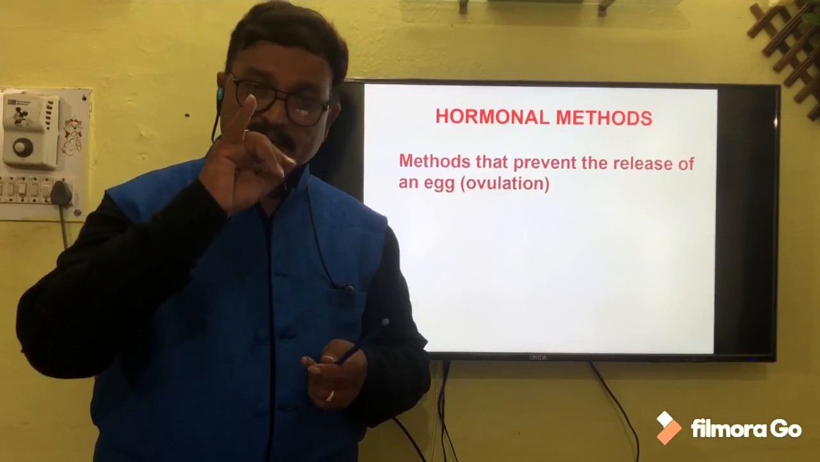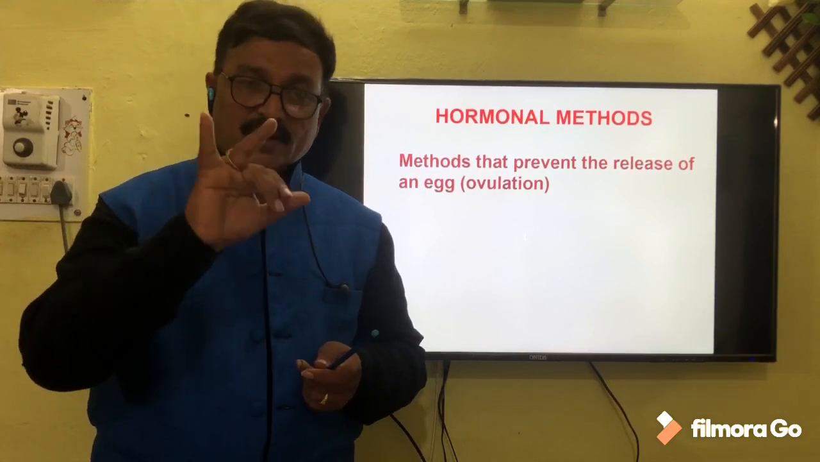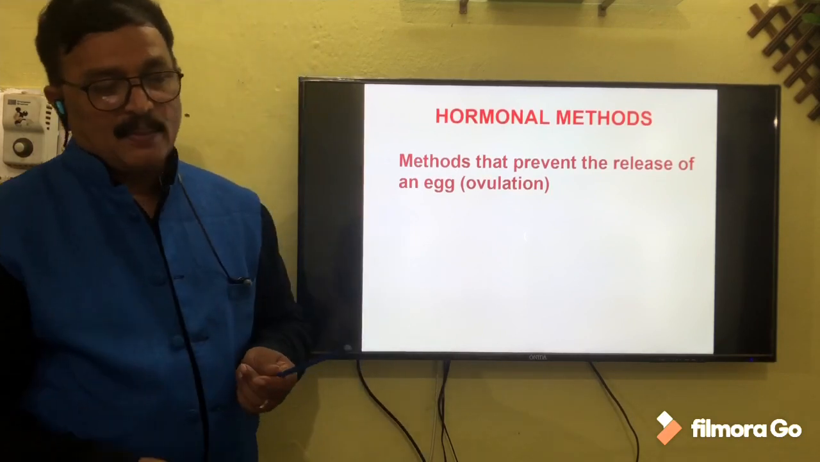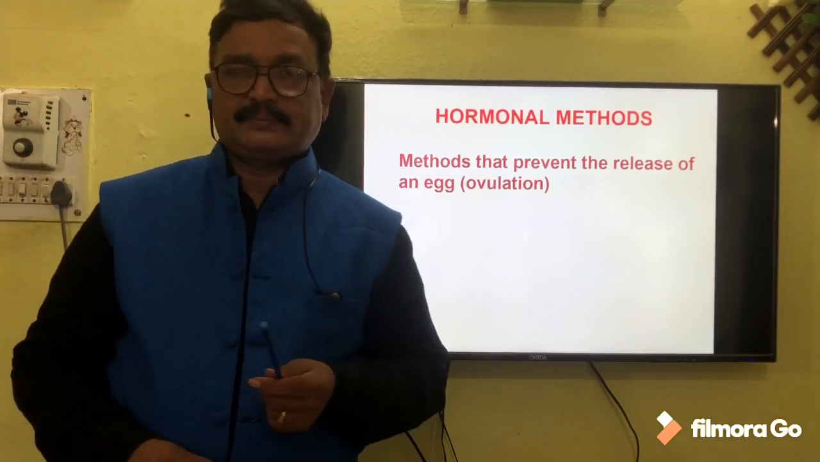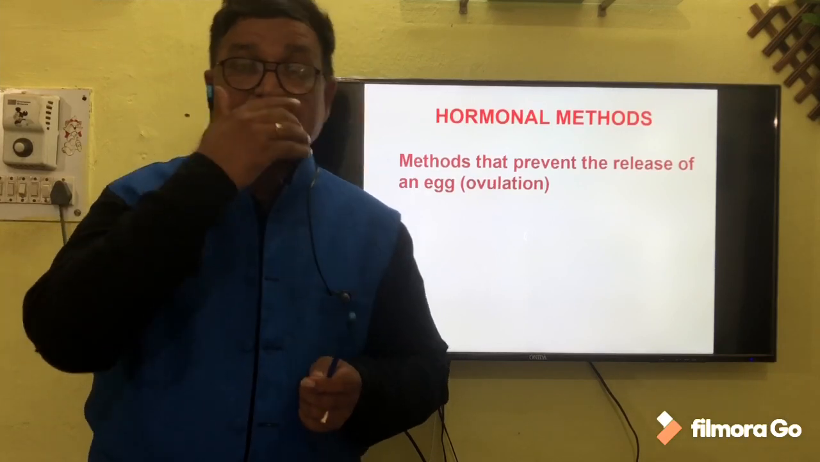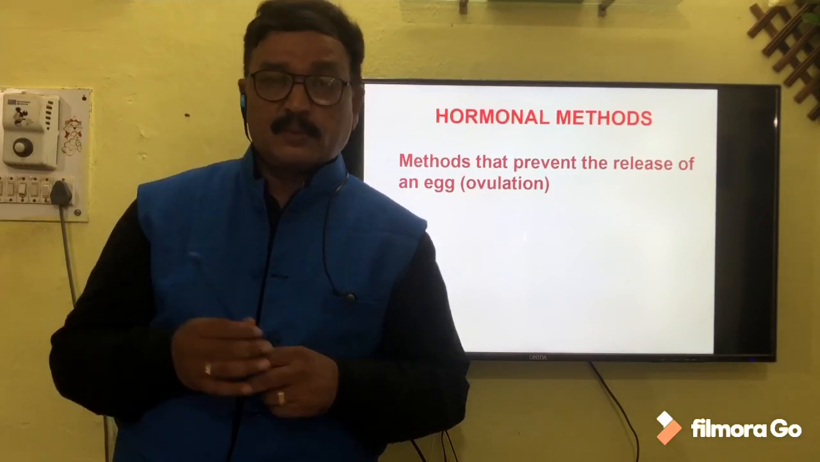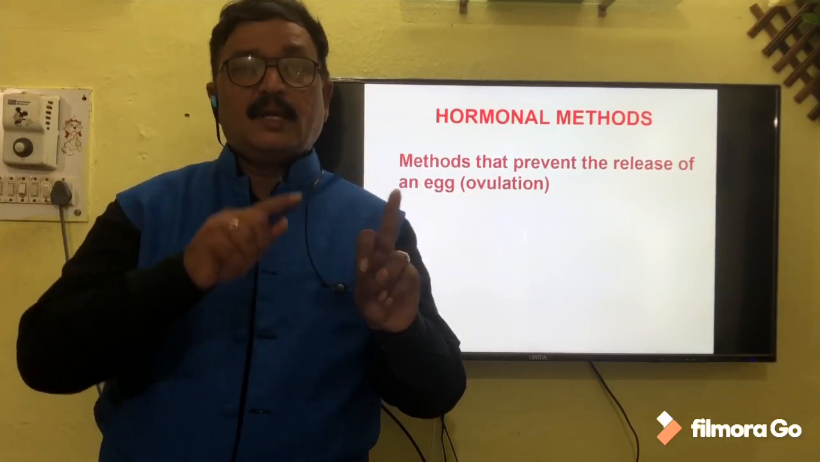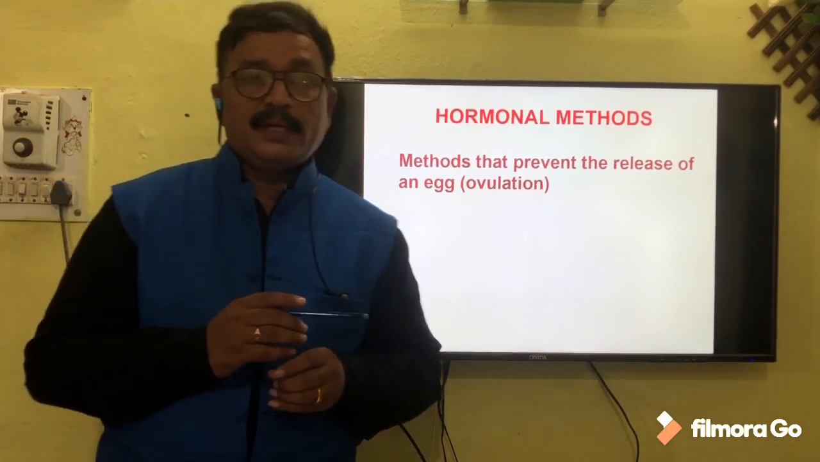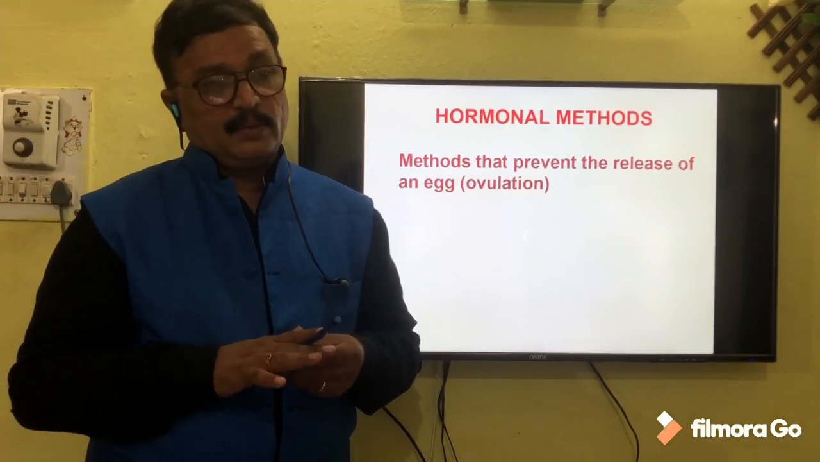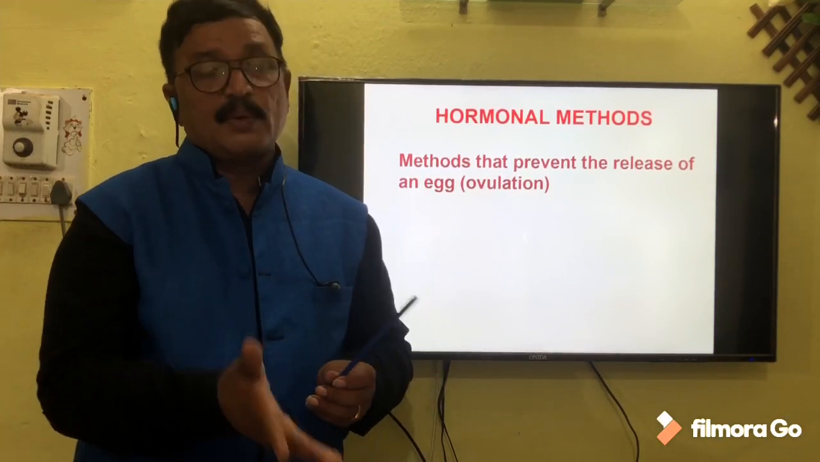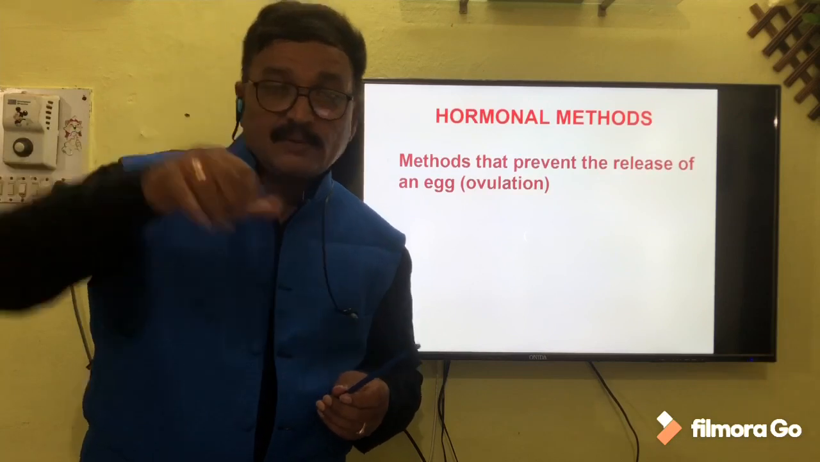So the natural method we have discussed, then barrier methods we have discussed, then let us go to hormonal methods. See, hormonal methods, how do they work? They interfere with the hormones of the female. So, you know, female hormones are of two types, estrogen and progesterone. These two hormones play a vital role in her reproductive cycle. Now, these hormonal methods interfere with the release of those hormones.